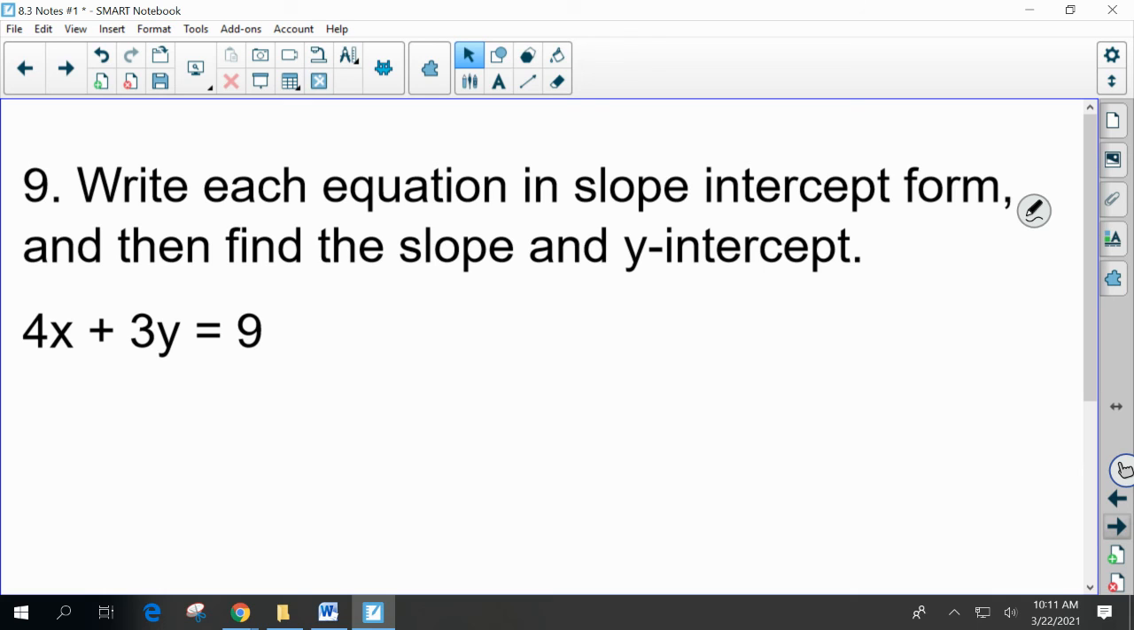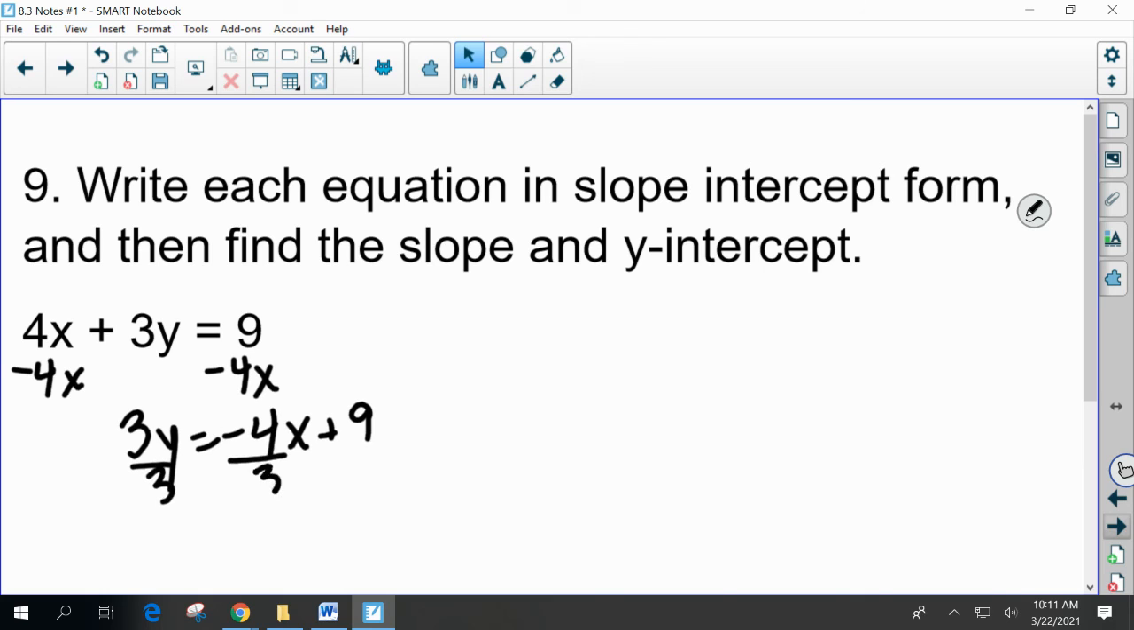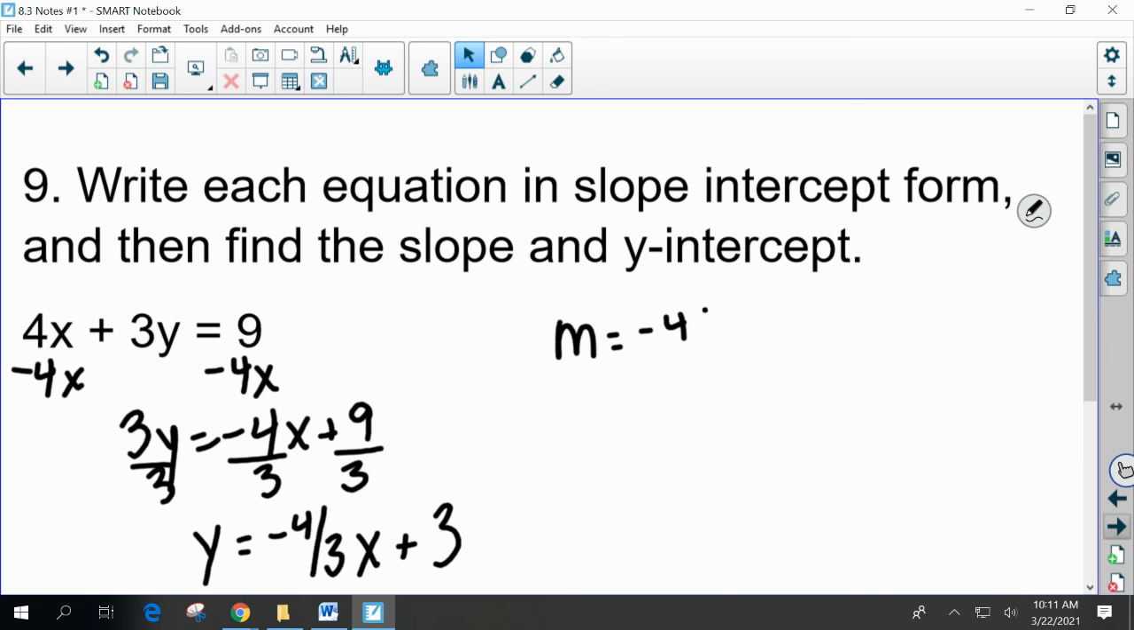So on number 9, I start with y on the left. So I need to move 4x over. So 3y equals -4x plus 9. And then I have to divide everything by 3. So one of these can actually be simplified. And you would write 9 divided by 3, which is just 3. So then my m is -4/3, and my b is 3.